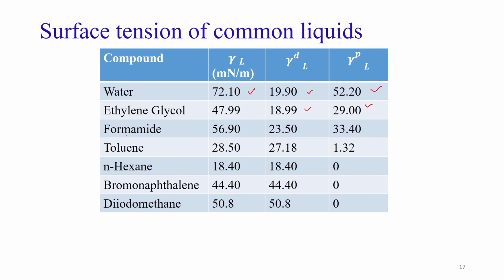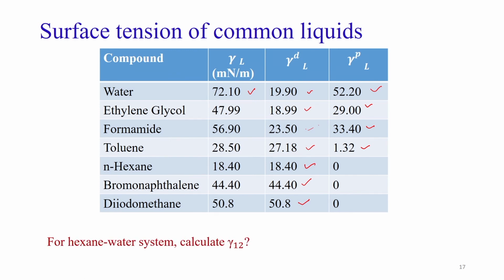If you go for formamide, it again has both polar and dispersive components. You go to toluene, it is mostly having the dispersive component, very little polar component, but if you go for other non-polar solvents like hexane, it only has dispersive component, no polar component. Same for bromonaphthalene and for diiodomethane.